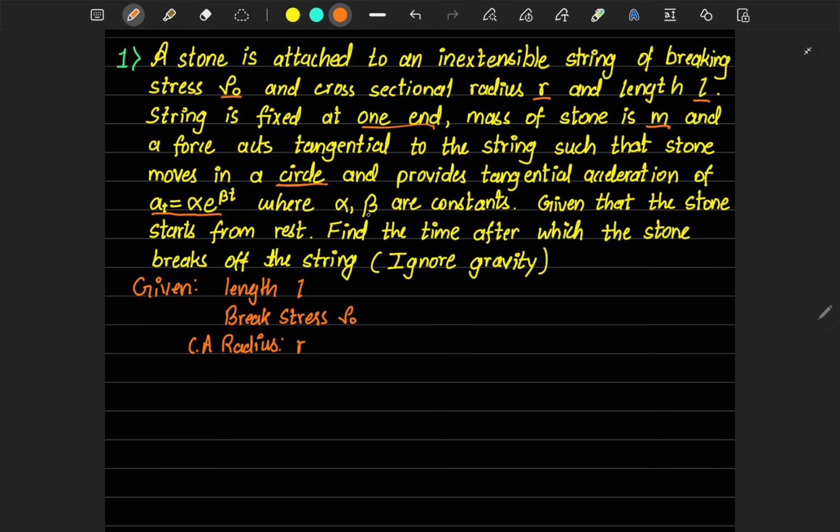Where alpha and beta are constants, given that the stone starts from rest, find the time after which the stone breaks off the string. So we are asked the time. So let's try to understand this question better.